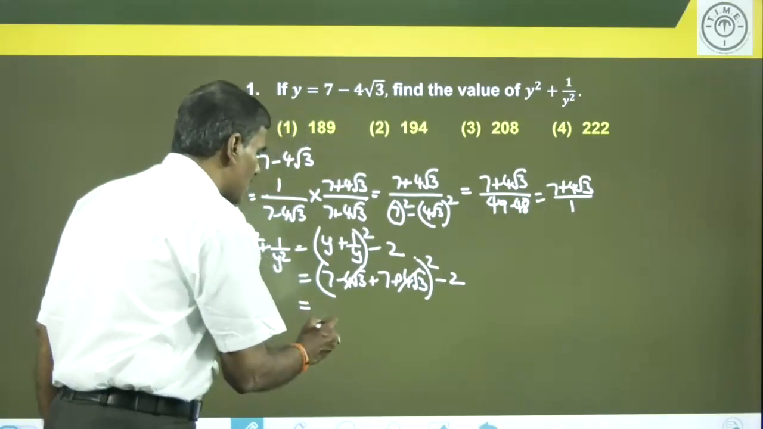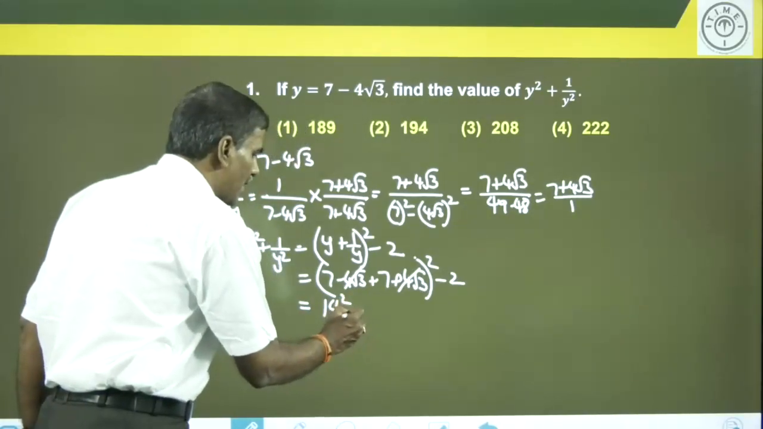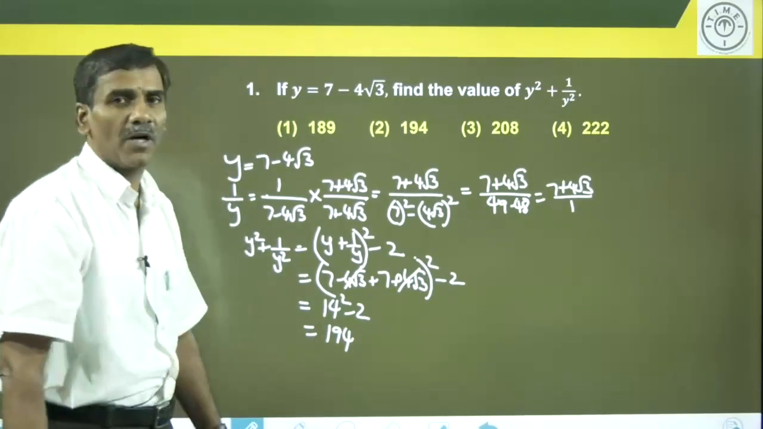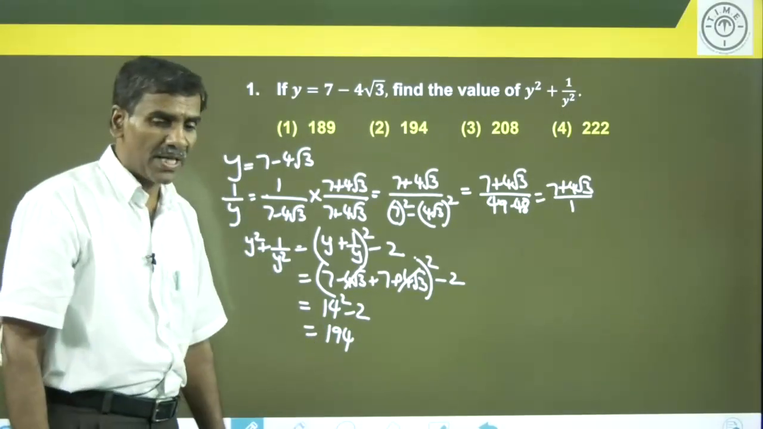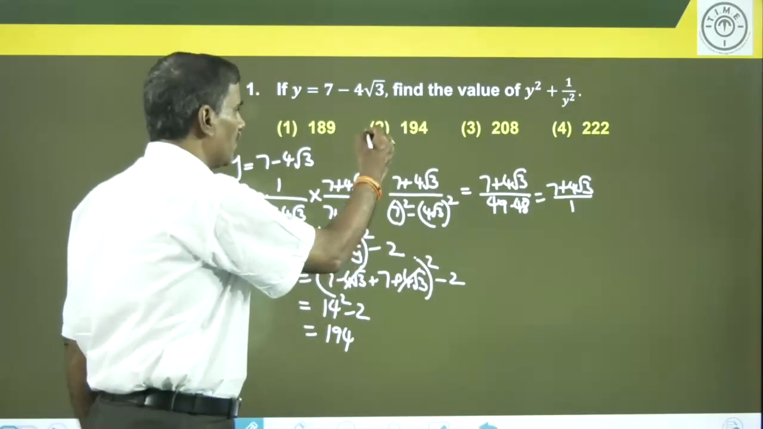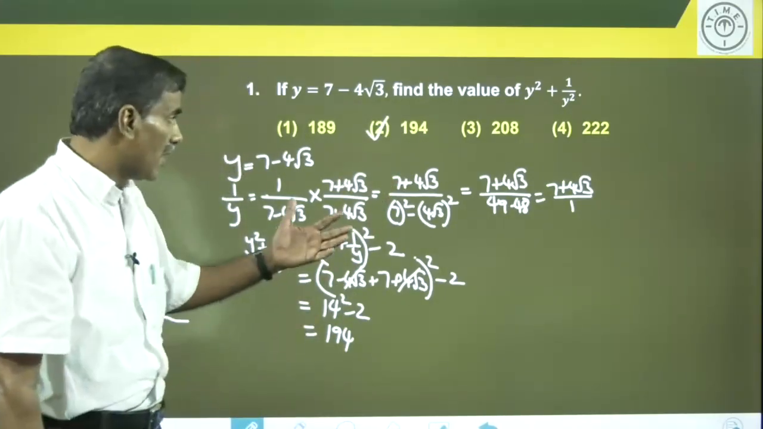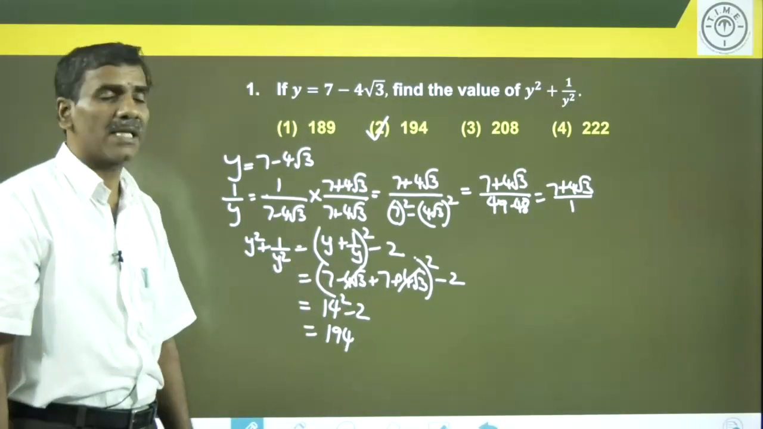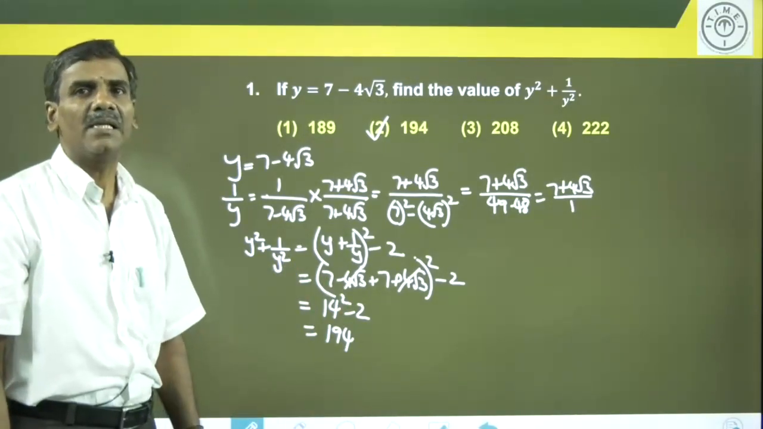So 14 square is 196. Minus 2 we are interested in. So 196 minus 2 will become 194. So the answer for this question has to be choice 2, 194. So this mainly is focusing on rationalization. Once we know how to rationalize a given surd, the question can be answered easily.